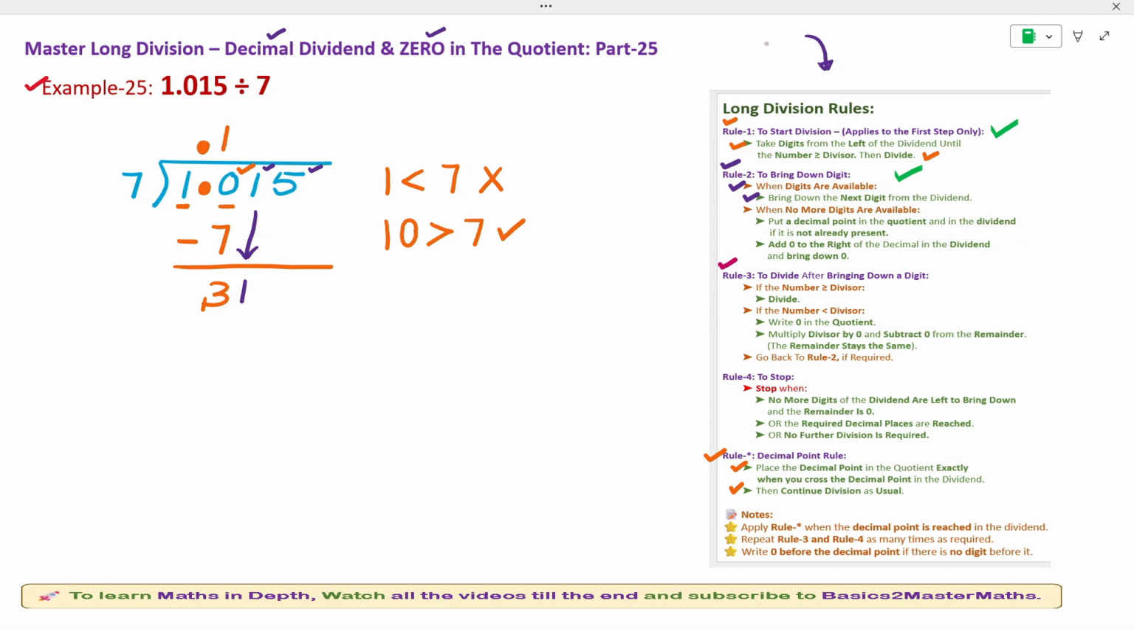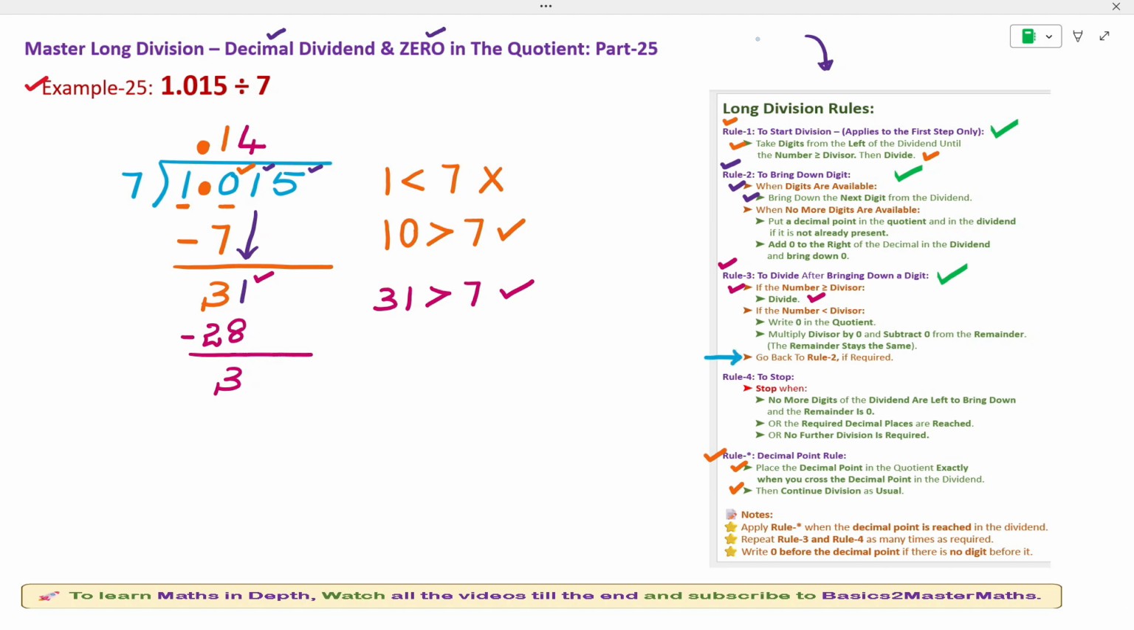Let us apply rule 3. Observe, now the number is 31, which is greater than the divisor 7. So, as per rule 3, if the number is greater than or equal to the divisor, then divide. 7 fours are 28. So, you will get 3 as the remainder. Now, rule 3 is complete.